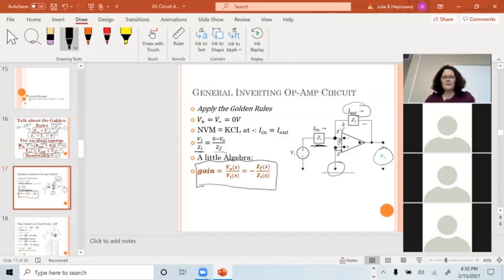So how can we use this? If ZF and ZI were just resistors, then this would reduce to negative the feedback resistor over the input resistor. And you can easily set the gain of your circuit just by choosing 2 resistor values. An amazing thing, op amps are really reliable.